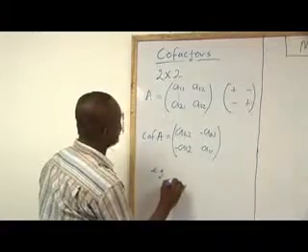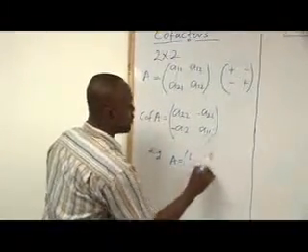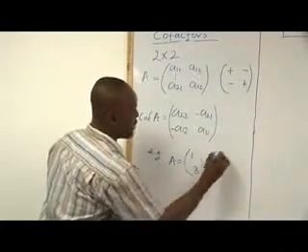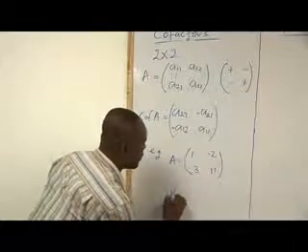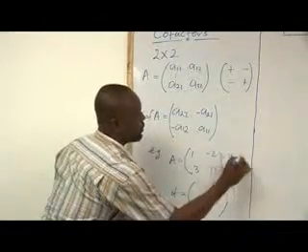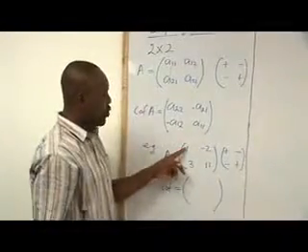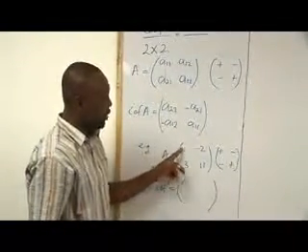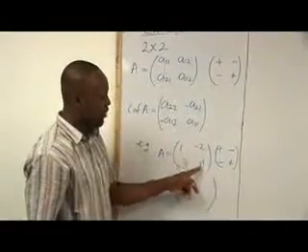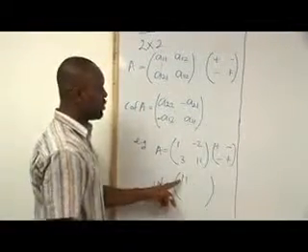I take matrix A. And matrix A is 1, minus 2, 3, 11. Cofactor, quickly. We have plus, minus, minus, plus. Element 1, I rule out the column and I rule out the row. And I have what? 11. The sign is positive, so I do not change.